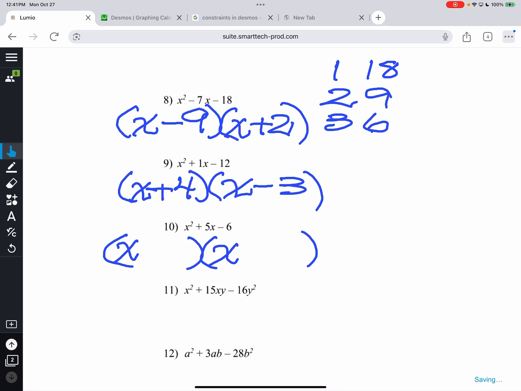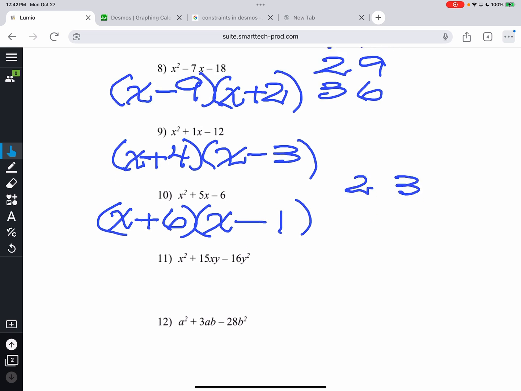So what did you get for 10? I did x plus 6, x minus 1. If you had used 2 and 3, that adds to get to 5, but it subtracts to get to 1, and so that doesn't work. But the 6 and 1 would work. Did that make sense? Yes. All righty.